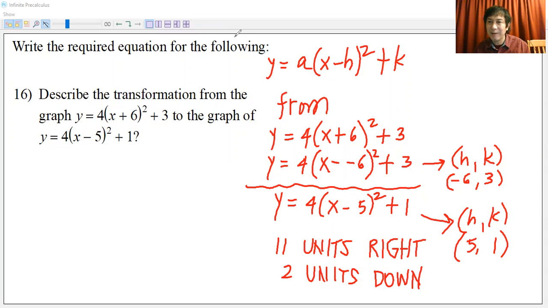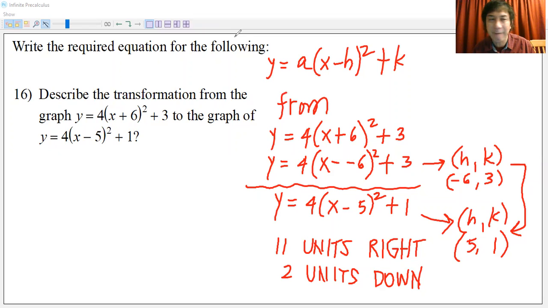From negative 6, 3, located at the second quadrant, it moved to the first quadrant at 5, 1. So the distance from negative 6 to positive 5 is 11. Remember, it's from this vertex going here. Describe the transformation from the graph to the graph: it's 11 units right and 2 units down. That should be the answer.